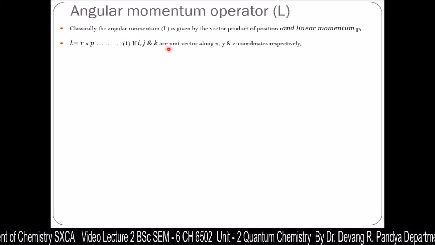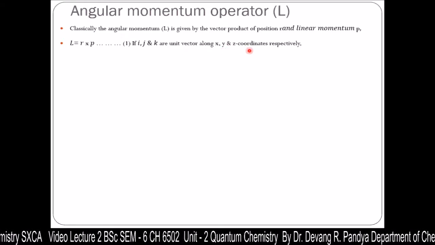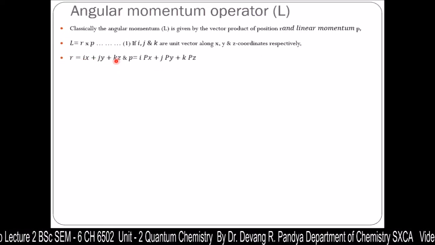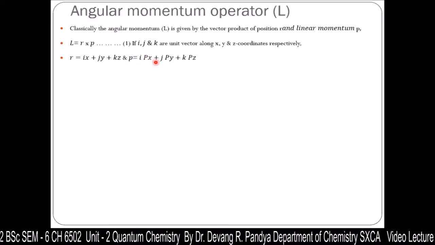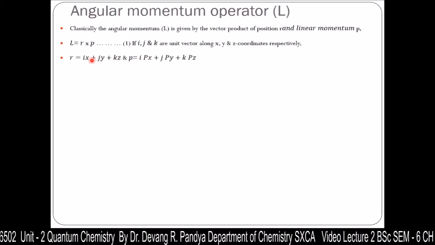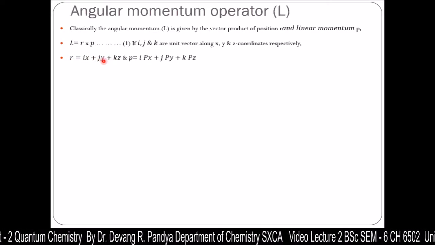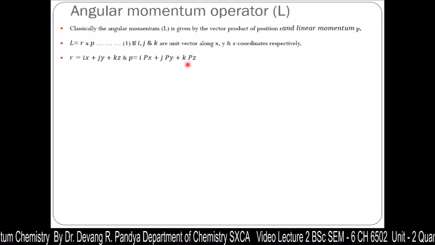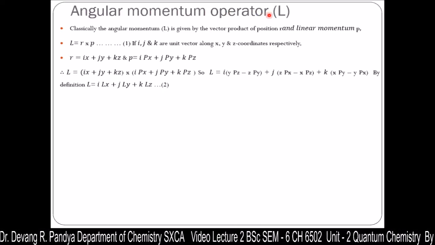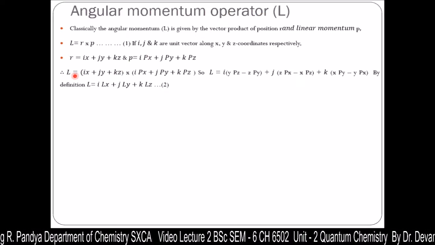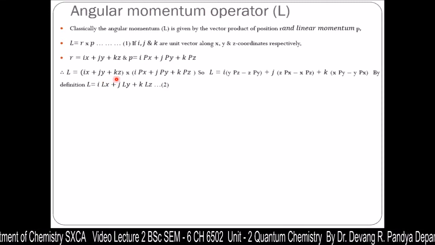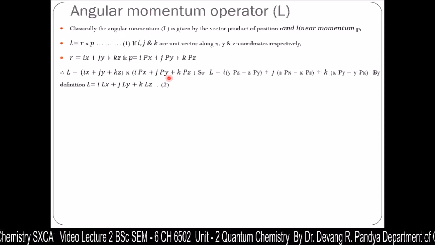So L is equal to r cross p. If i, j and k are unit vectors along the x, y and z coordinates respectively, we get r as ix plus jy plus kz and p as ipx plus jpy plus kpz. So this i, j and k are the unit vectors, x, y and z are the position of the particle from the nucleus, and px, py, pz are the momentum. So L, the angular momentum operator, can be written as ix plus jy plus kz cross ipx plus jpy plus kpz.